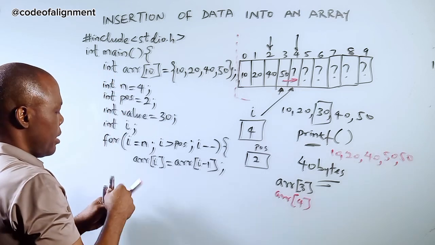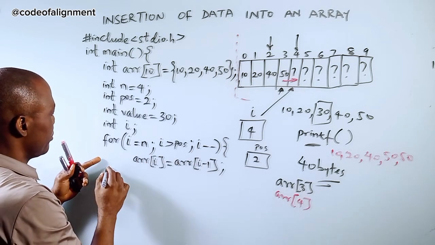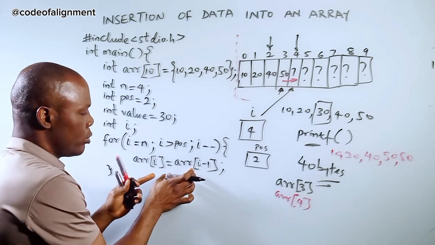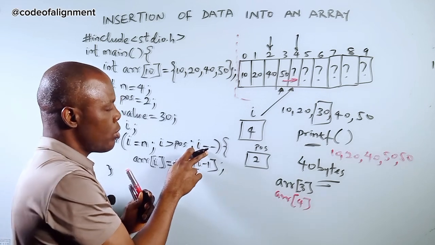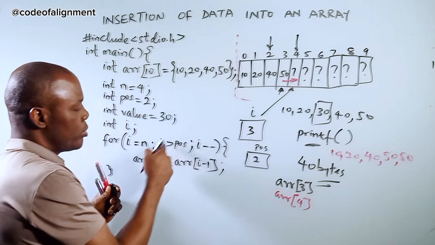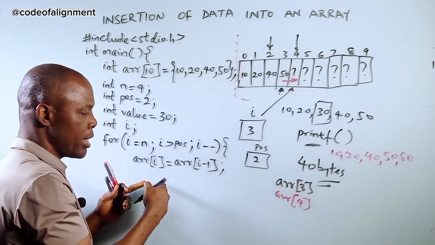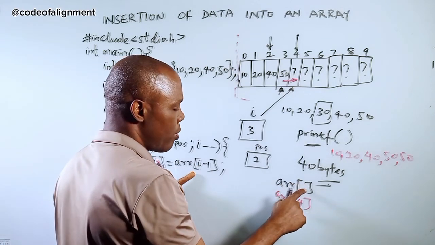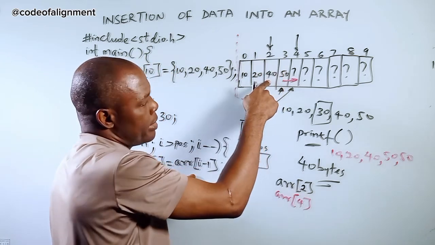Then I will close this. So it will do that. Then it will decrement i to 3. So this becomes 3. Then it will check: 3 is greater than position, 3 is greater than 2. That is true. It will come in again. Then this place will become 3 minus 1, which is now 2. So it will check here.